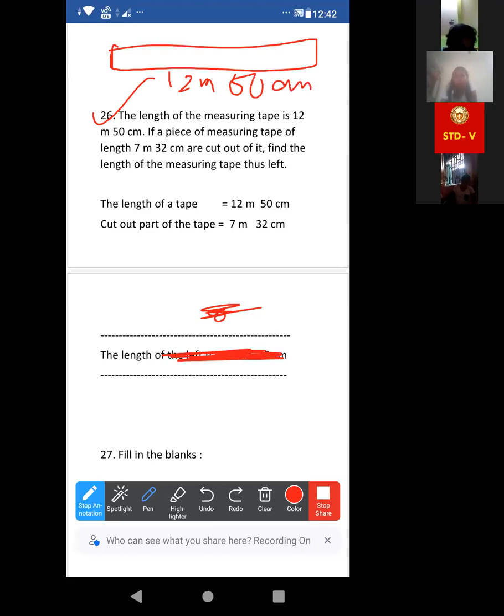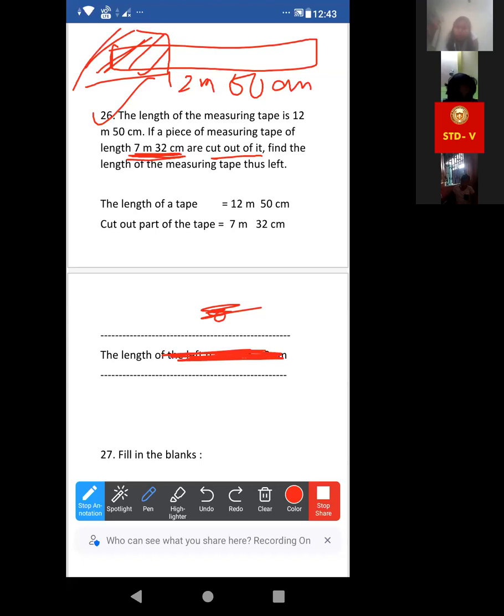Okay. Now it is given if a piece of measuring tape of length 7 meter 32 centimeter is cut out of it. Suppose we have cut out a portion. This portion has been removed. Clear? Now find the length of the measuring tape thus left. That means the remaining part. Which portion is remaining?